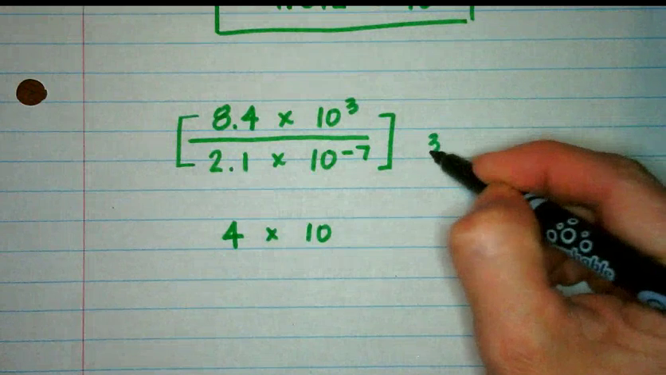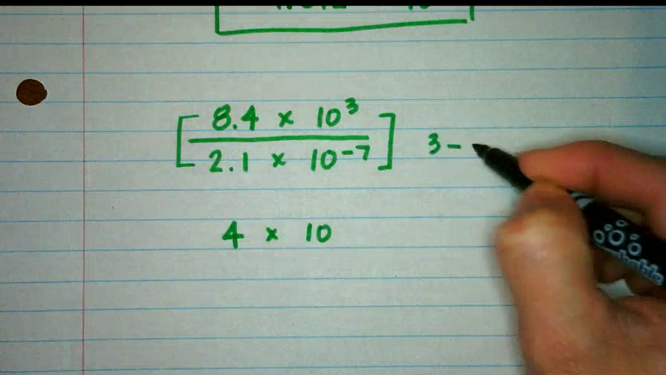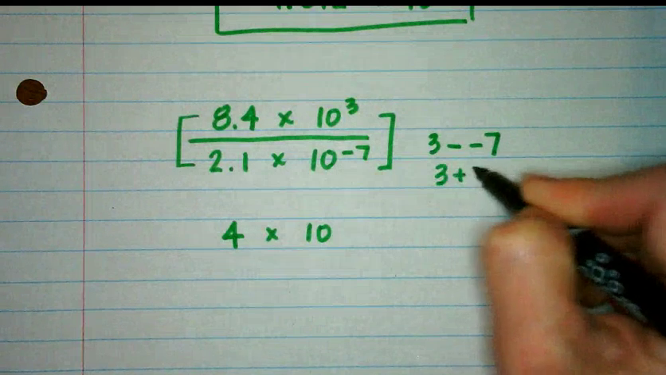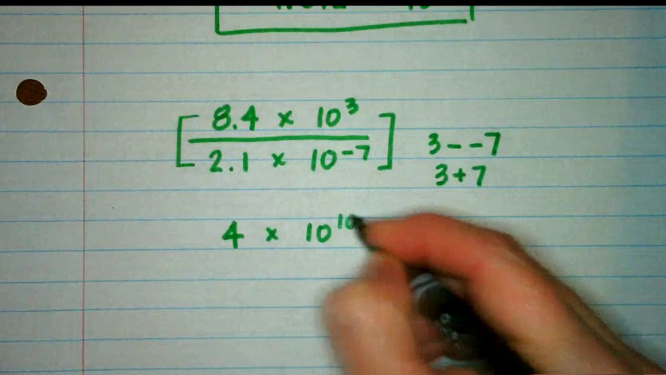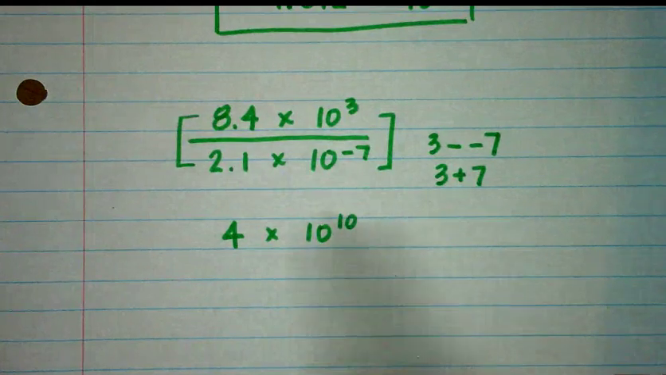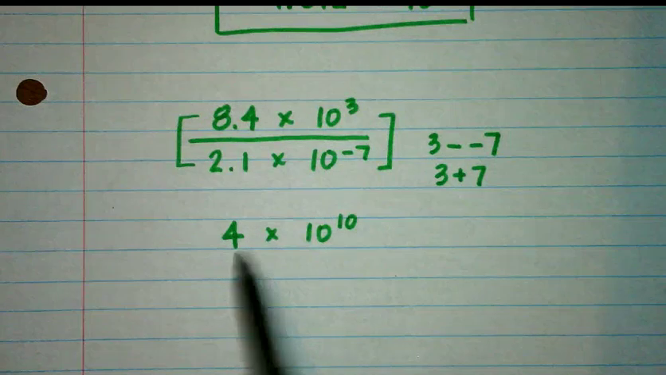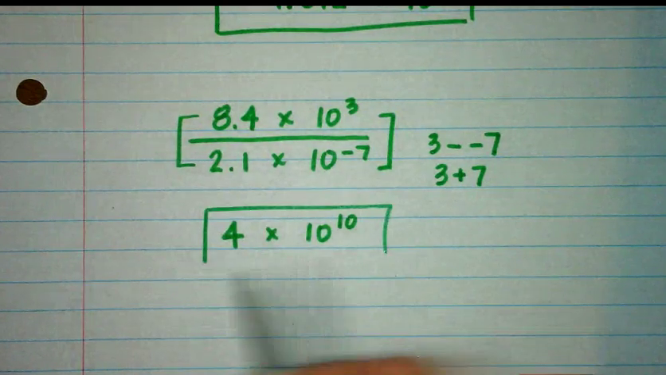So we need to do 3 minus negative 7, which means 3 plus 7, which means our exponent is 10. The only thing we need to do is check and make sure that this is a number between 1 and 10, and it is, so that is the correct answer.